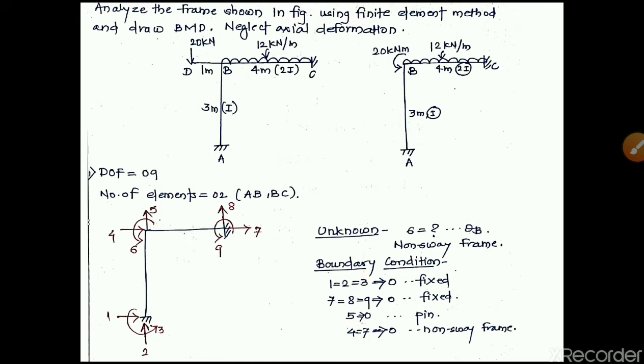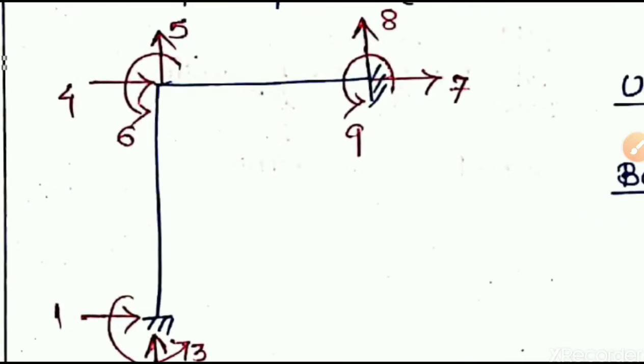So very first, determine the degrees of freedom. Here, as you can see, there are a total of 3 joints, 3 supports nodes: A node, B node and C node. At each node you have to consider 3 degrees of freedom, 2 translations and 1 rotation. Therefore the total degrees of freedom here are 9. The number of elements are 2, that is member AB and member BC: AB column member, BC beam member. Those 9 degrees of freedom are represented in this figure.